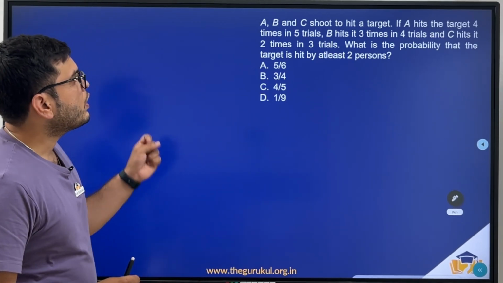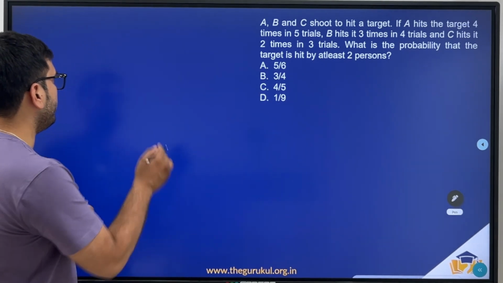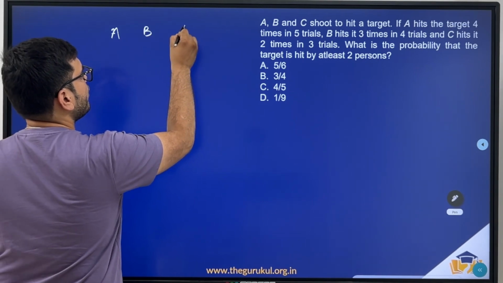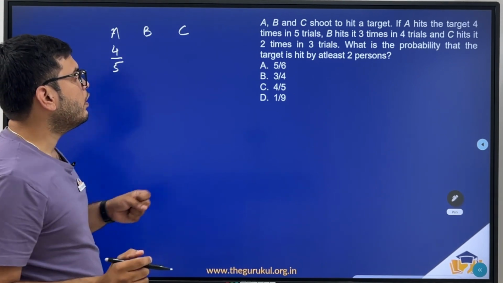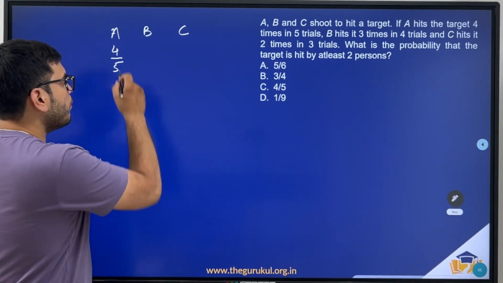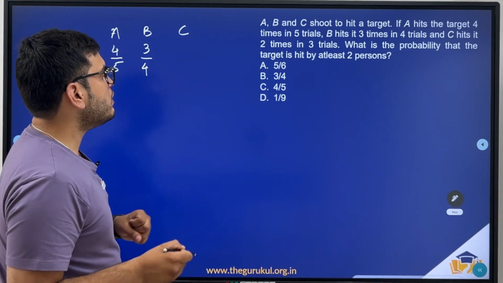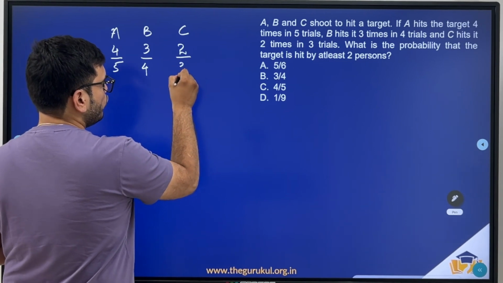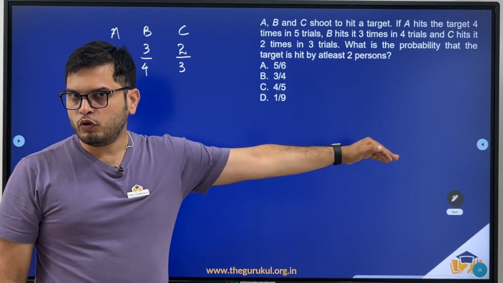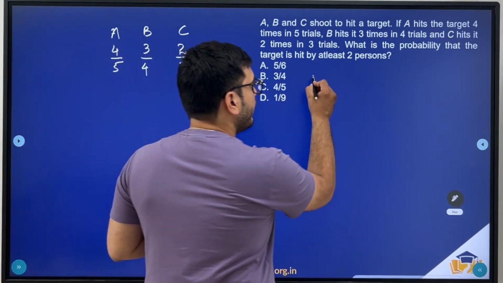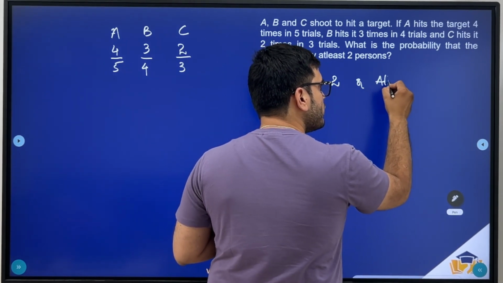Now coming to the third question, A, B and C shoot to hit a target. A hits the target 4 times in 5 trials. So the probability of A hitting the target would be 4 by 5. B hits it 3 times in 4 trials, so the probability of B hitting the target is 3 by 4. And C hits 2 times in 3 trials, so probability would be 2 by 3. What is the probability that the target is hit by at least 2 persons? So we can have exactly 2 persons hitting the target or all 3 persons hitting the target.